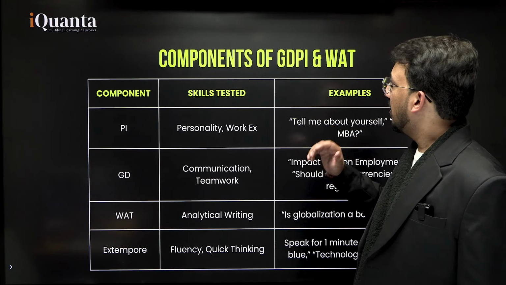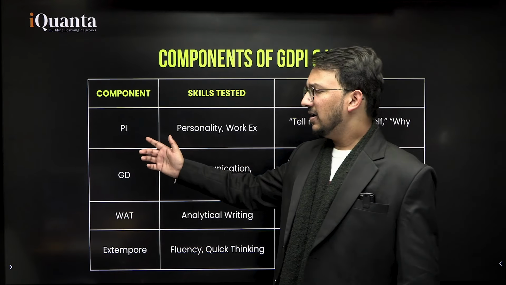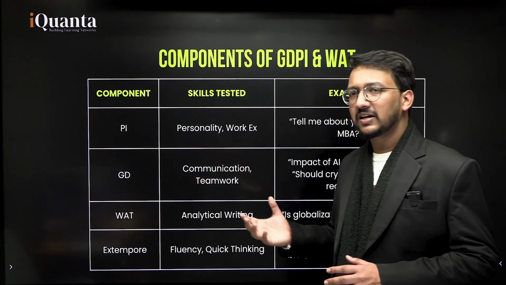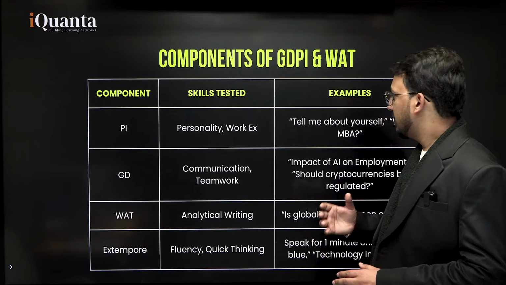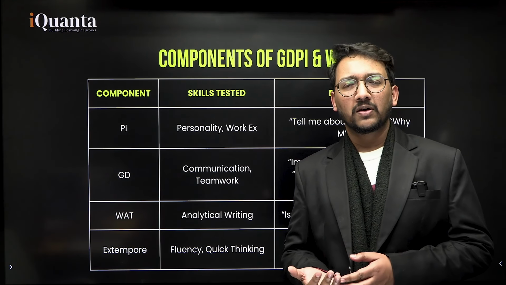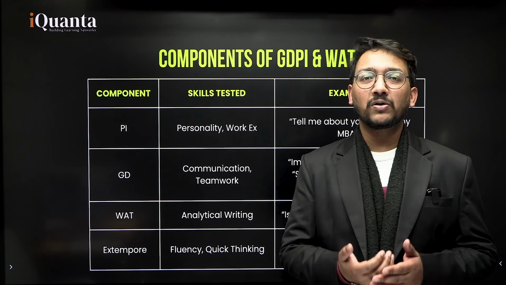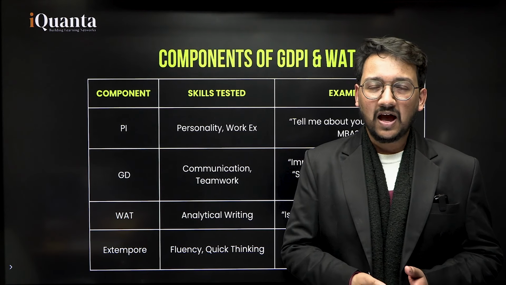Moving on, if we talk about the components of GDPI and WAT, for PI, your skills, as we discussed, your personality, your work ethics, these are all tested. Some of the examples are: tell me something about yourself. Why do you want to go for MBA? What are your strengths and weaknesses? Questions about your work experience, questions about academics, and general life questions as well. So these are things which are assessed in PI.